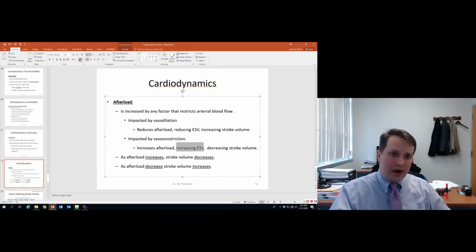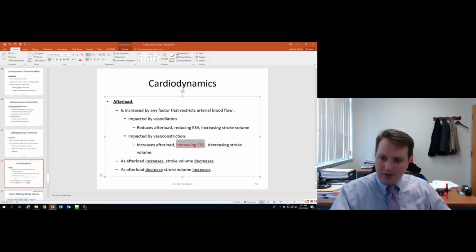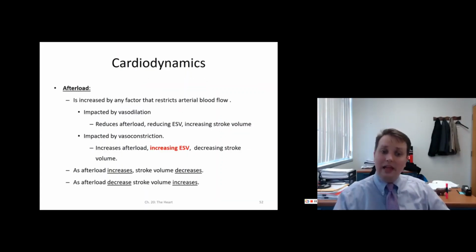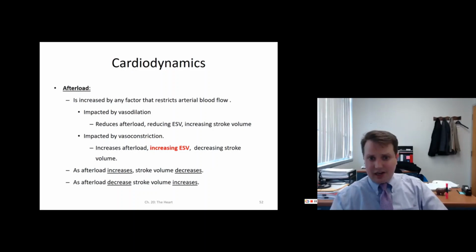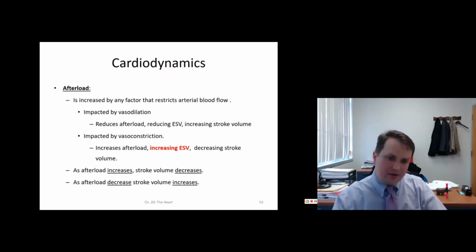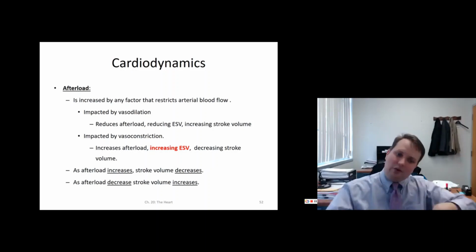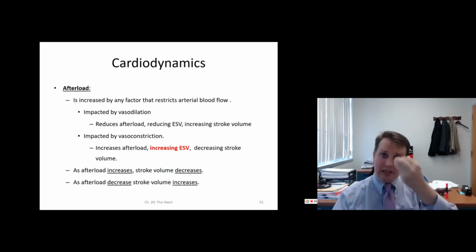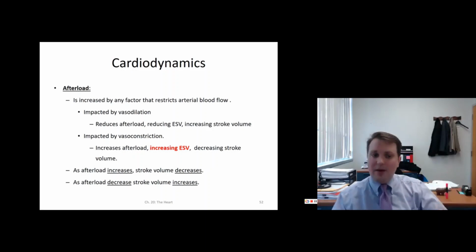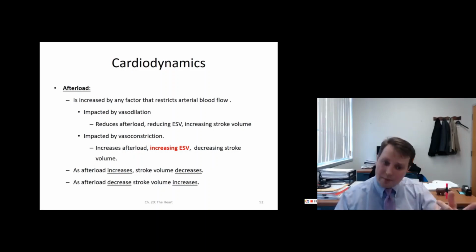And it's my typo over there. Because if you make it harder to get out, more blood will be left over. And that is my fault for not catching that. That's what I get. I type things and I'll be in the middle and somebody will stop me. So afterload, if afterload ever increases, stroke volume decreases. So if you make it harder for blood to leave the ventricle, there is going to be less blood leaving the ventricle. If you make it easier for blood to leave the ventricle, afterload decreases, stroke volume goes up. Make it easier to leave the ventricle, more blood leaves the ventricle. Okay?